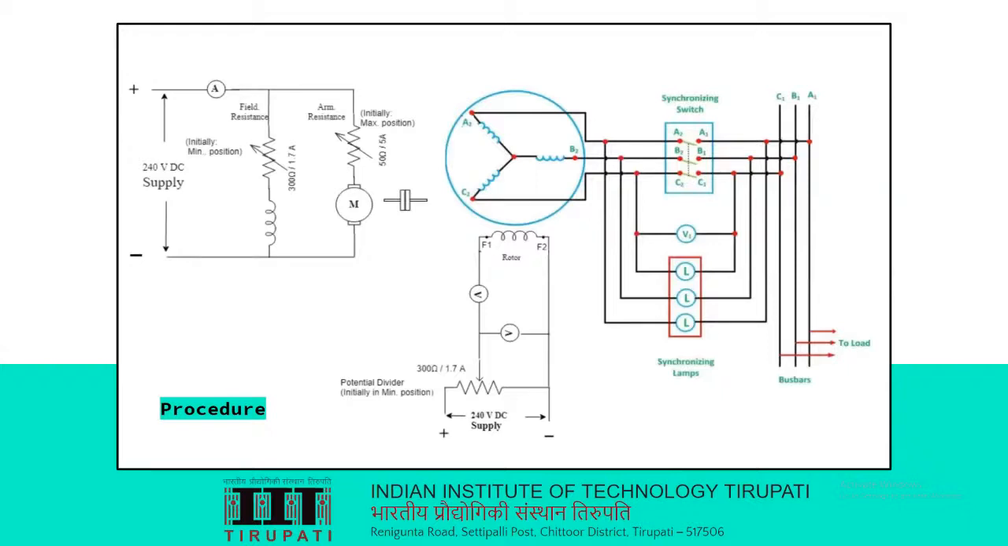The flicker rate should be less than 1 dark period per second. After finally adjusting the alternator voltage, the synchronizing switch is closed in the middle of the dark period.